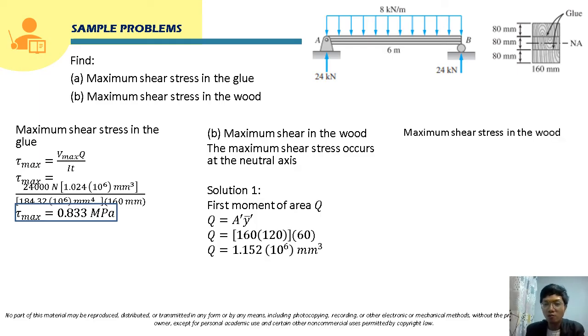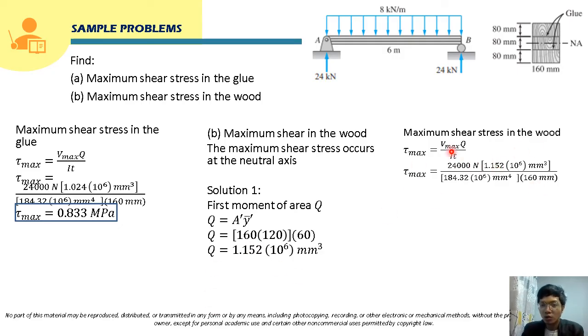Okay, so solving now for the maximum shear stress in the wood. This is our formula, class. Again, only the Q changed here. The maximum shear force V is just the same, 24,000. The moment of inertia I is just the same. And our t is just the same since the width of our cross-section is constant. So, solving for the maximum shear stress in the wood, class, this is 0.9375 megapascal.